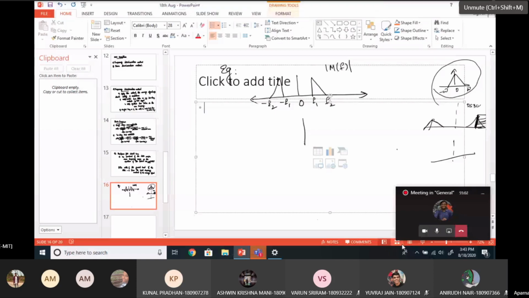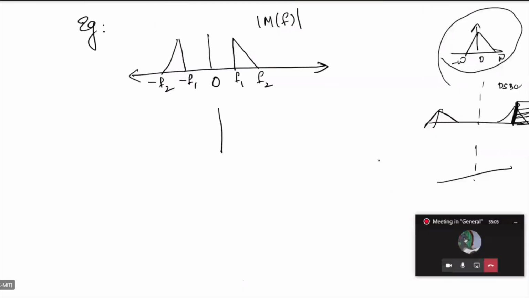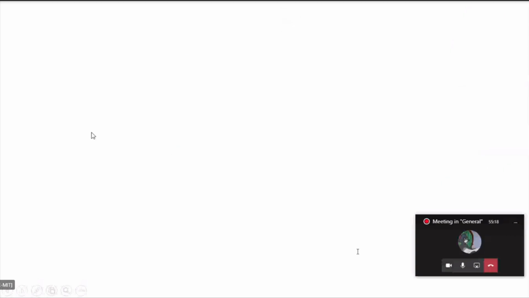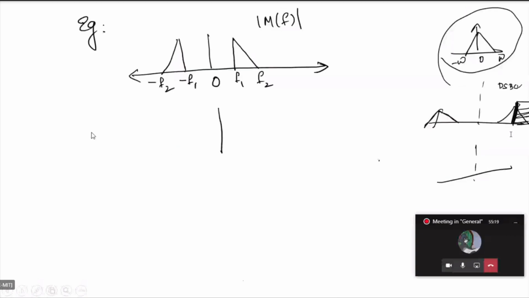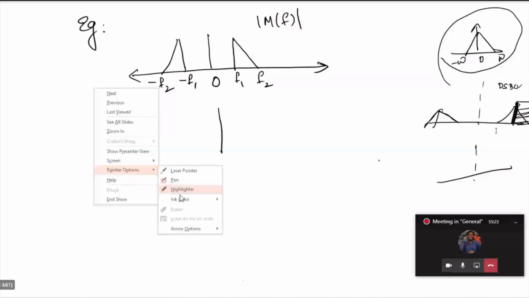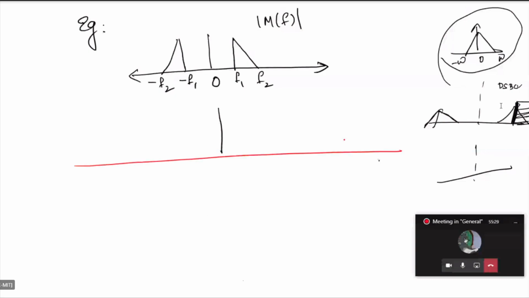can you see the slide? Yes, ma'am. So if my message signal is like this, let us try to solve it. What will be the DSBSC spectrum? Here I have the carrier fc.